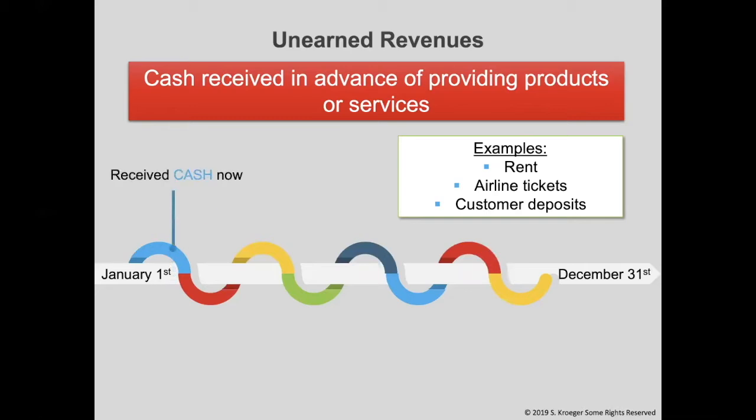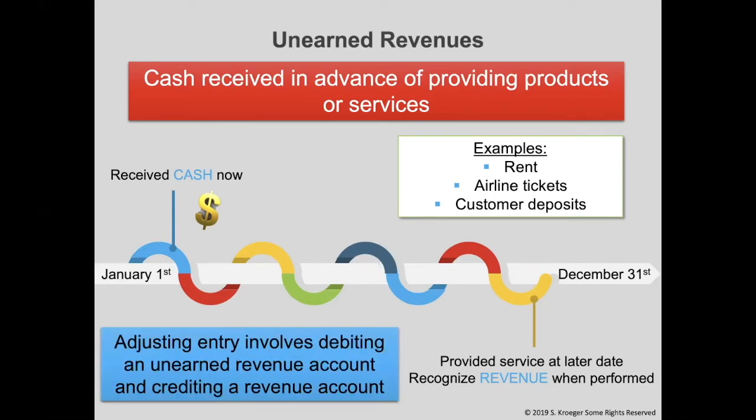First, we will receive cash early. At a later date, we will provide the service or product to the customer. This is when we record it as revenue. It is not revenue when we receive the cash. It will be revenue once we complete the sale or service. This adjusting entry involves debiting an unearned revenue account and crediting a revenue account.